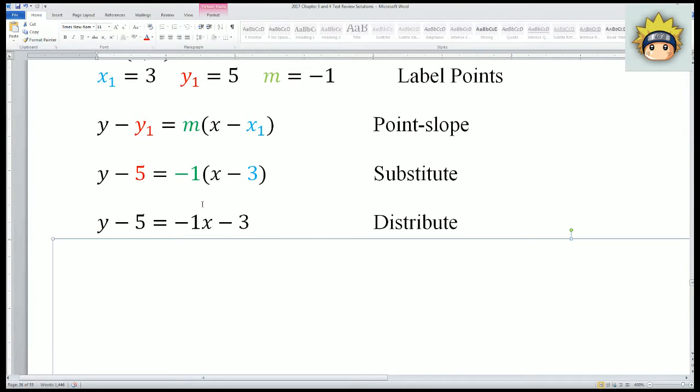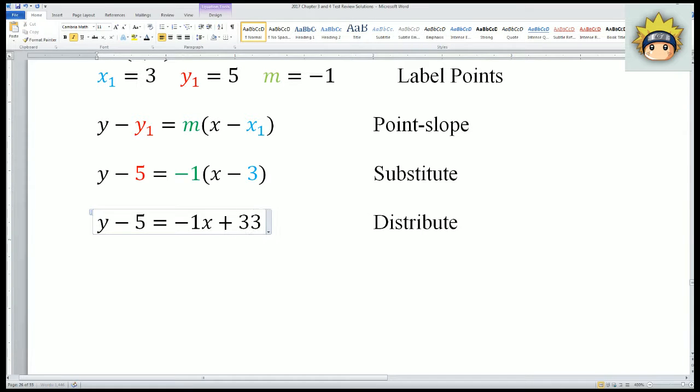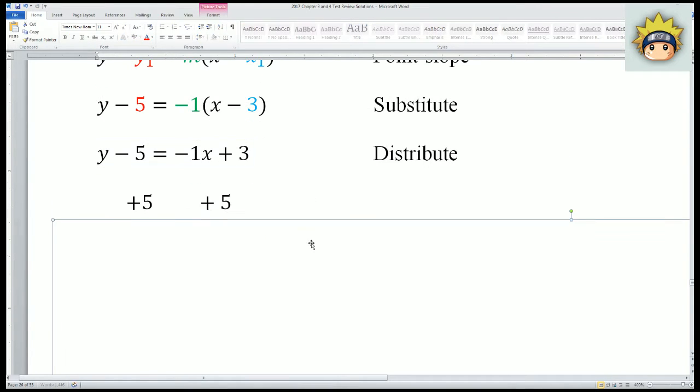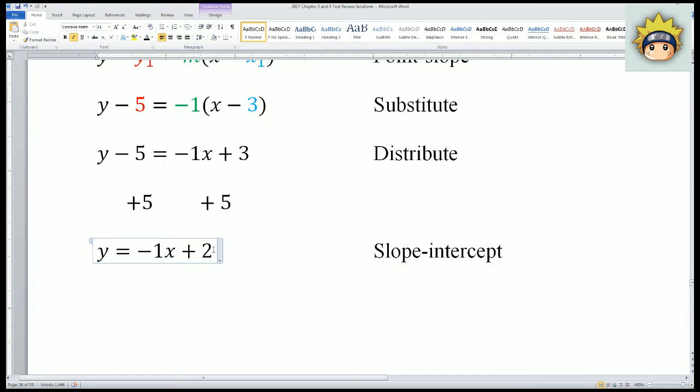Now I do the distributive property. Negative 1 times x is negative 1x. Negative 1 times negative 3 is going to be positive 3. Okay? Add 5 to both sides. You should get, that's an 8. Negative 1x plus 8. Be very careful. Negative 1 here times negative 3 is going to be a positive 3. Okay? Negative times a negative is a positive. Once you add 5 to both sides, you should get y is equal to negative 1x plus 8. Remember, this is going to be the same thing as negative x plus 8, okay? Alright, there you go.